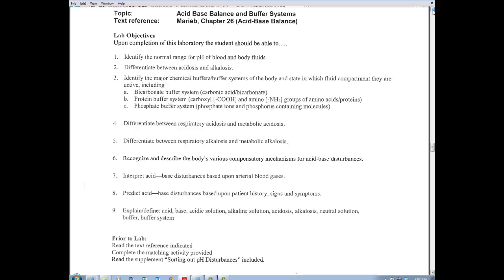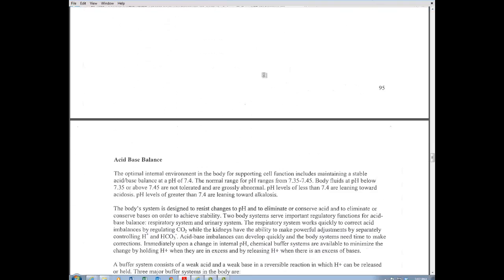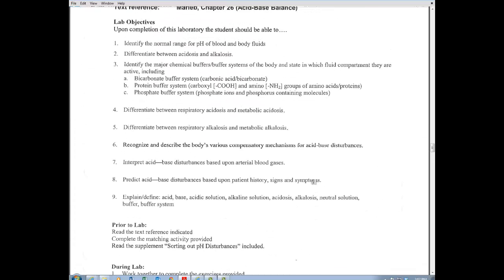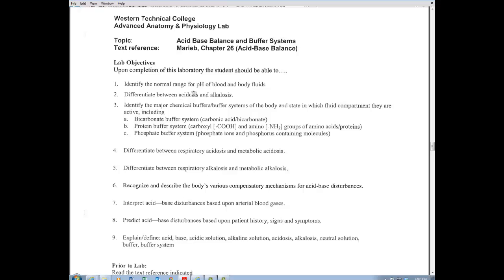Looking first at the normal range for pH of blood and body fluids, the normal range is 7.35 to 7.45. That's considered normal, slightly above water, neutral, which would be 7. Anything less than 7.35 would be considered acidosis, and anything greater than 7.45 would be alkalosis. So less than 7.35 and greater than 7.45.